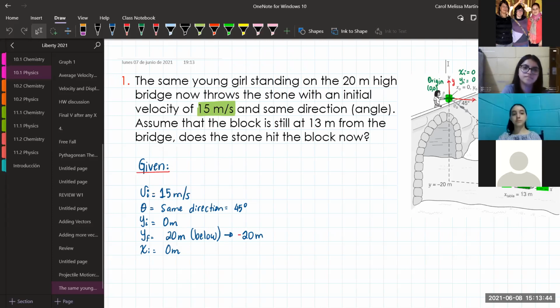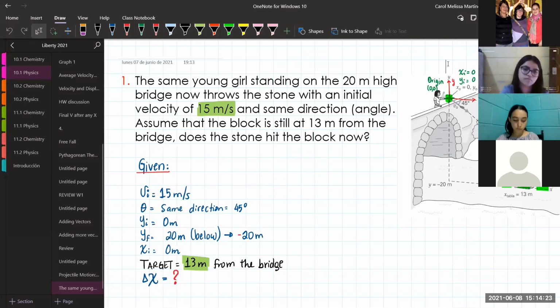Now, our target is located exactly 13 meters from the bridge. So I want to know what all my displacement is going to be, so I can compare with the target to see if I can finally hit the wood block.